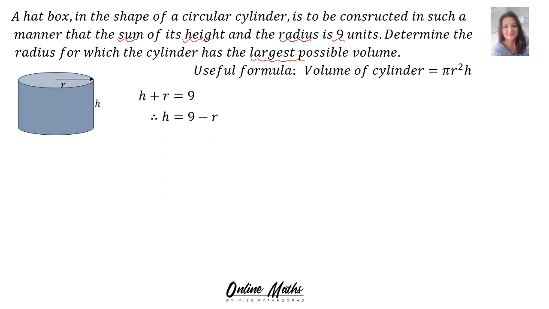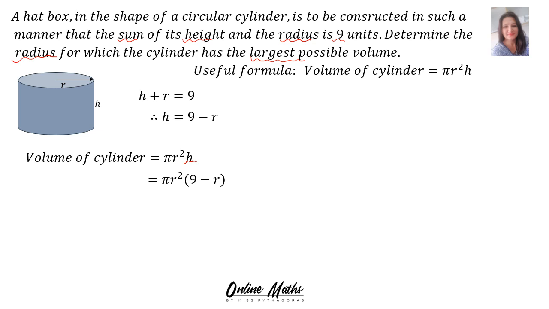And then you can make h the subject of the formula, so that into the volume of the cylinder you can substitute, in h's place, 9 minus r. The reason I am eliminating h is because they say determine the radius. So we want r. We're going to differentiate in terms of r.